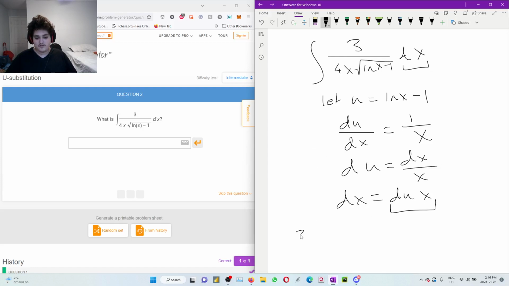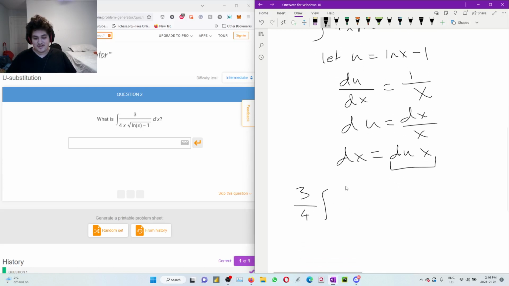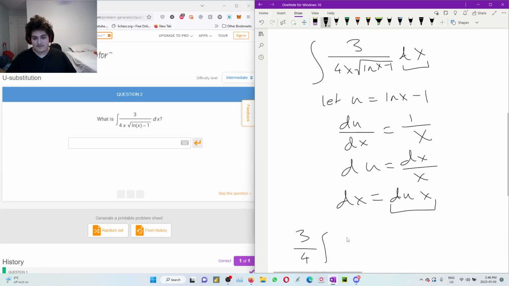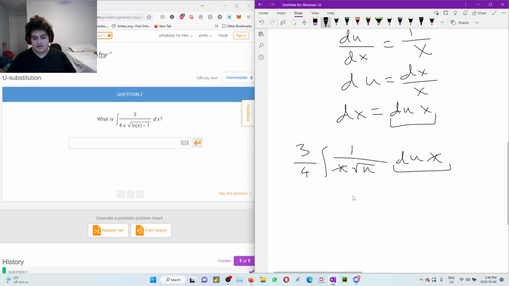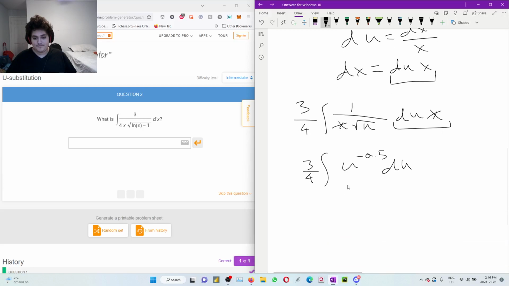We can also take the 3 over 4 out, the constant rule. I'm not going to keep saying it. So then we just have 1 over x root u times du times x. We just plug this in for dx. This cancels here. This we can just rewrite as u to the minus 0.5, because 1 over root u is just u to the 0.5 reciprocated, and reciprocating just means minus. So basically I want to add 1 to this and divide by the new power.